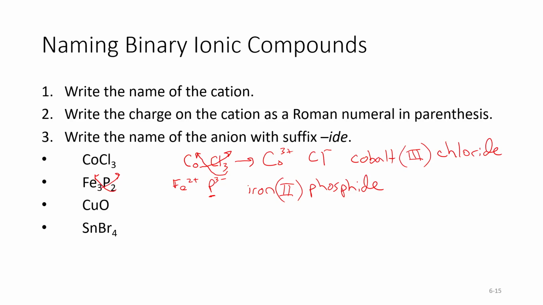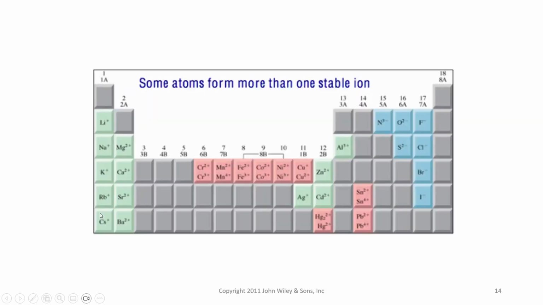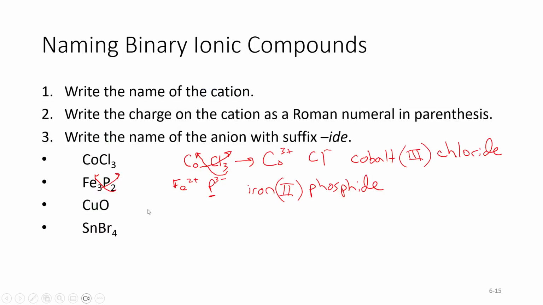So it's phosphorus with the IDE ending. Okay, next one is copper. So copper, multiple forms. So we got to figure out what form we're dealing with. So we're going to flip up the charges. We're going to flip this one and flip this one. And that becomes Cu plus and O minus.